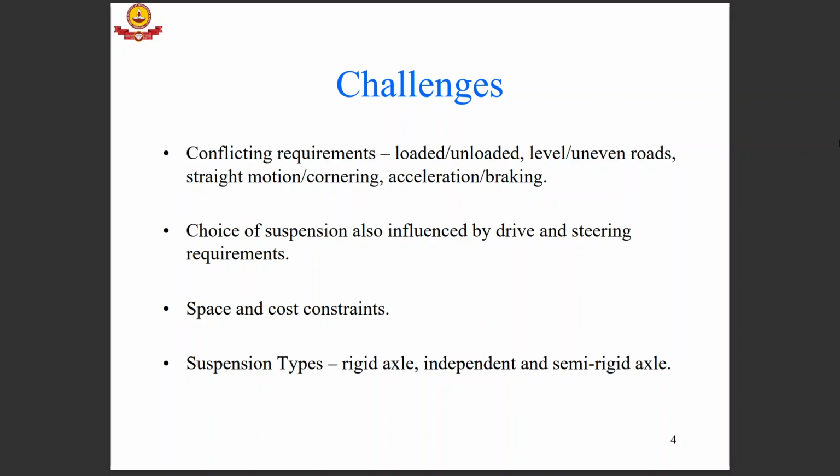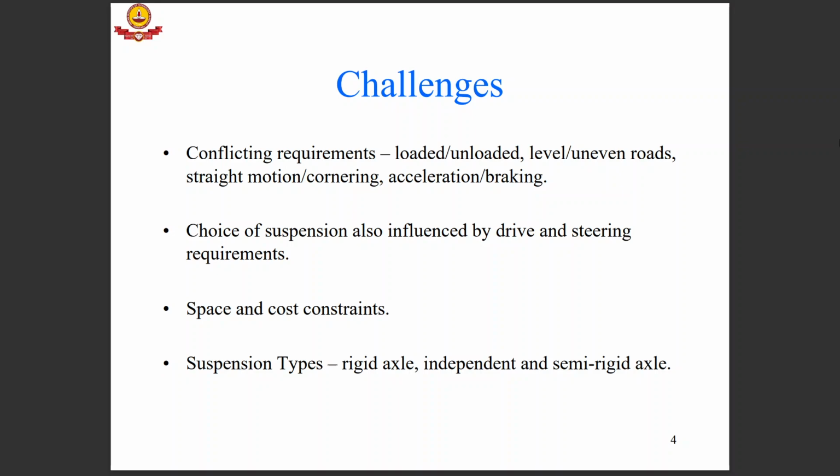So the choice of suspension also is influenced by drive and steering requirements. For example, it will be different the way you choose the drives. If you take older SUVs, they used to have leaf springs, and now we'll have something else. If you are working with a front drive car which has the engine in the front, the space might be lower. So we'll have to tweak some suspension design. So availability of space also matters there, right? And of course, the space and cost constraints.